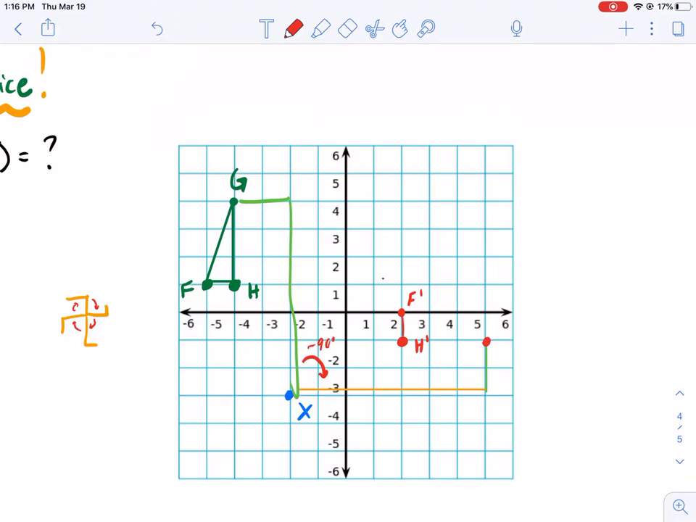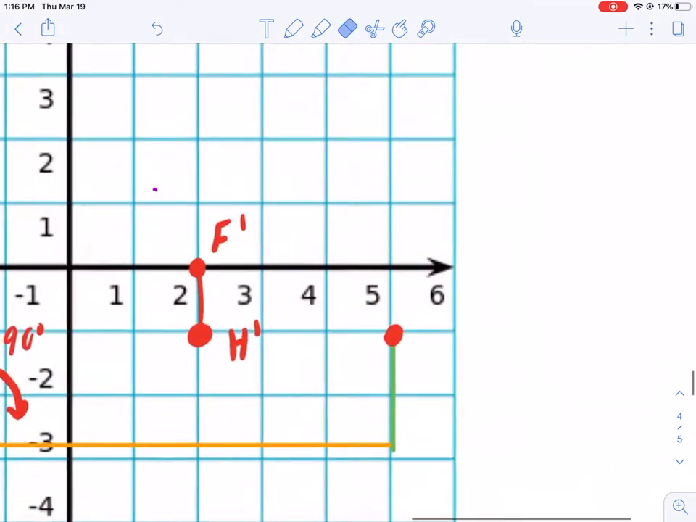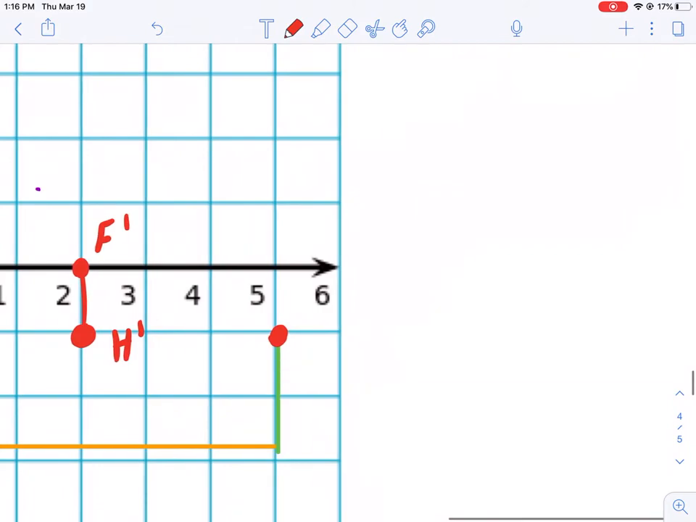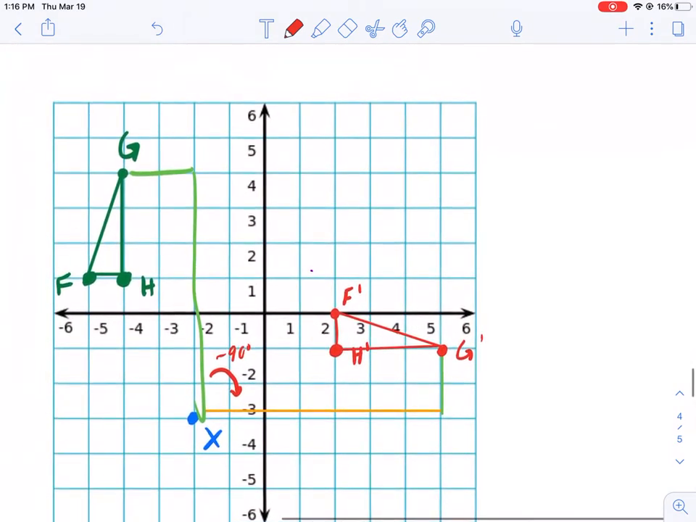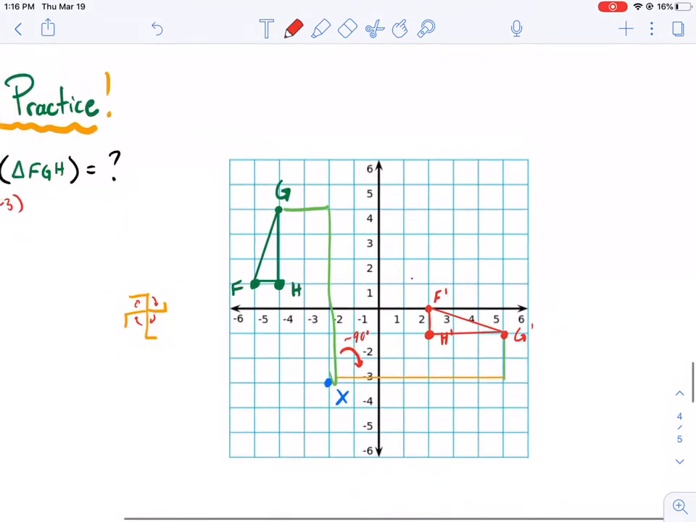I should redraw the shape. It should look exactly the same, which with my sloppy lines it didn't. Let me redraw that. Still not ideal. Just not my Notability day. G prime. So there you have it. There's my new location. That's F prime, G prime, H prime.